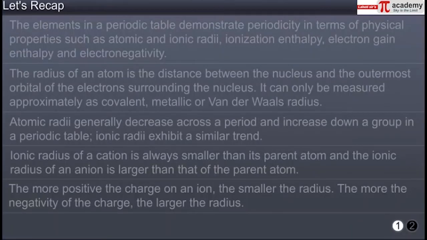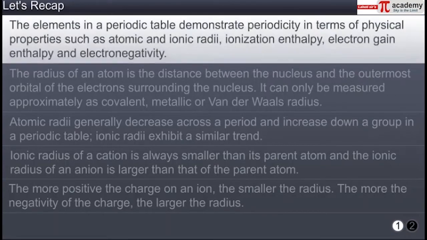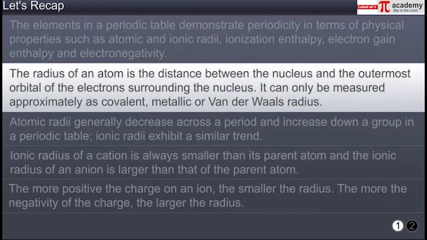You have now reached the end of this module. In this module, you learned that the elements in a periodic table demonstrate periodicity in terms of physical properties such as atomic and ionic radii, ionization enthalpy, electron gain enthalpy, and electronegativity. The radius of an atom is the distance between the nucleus and the outermost orbital of the electrons surrounding the nucleus.